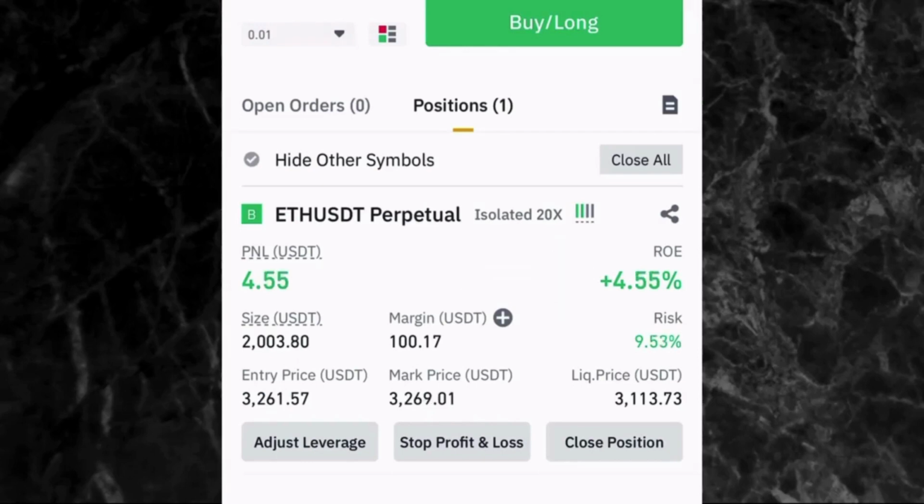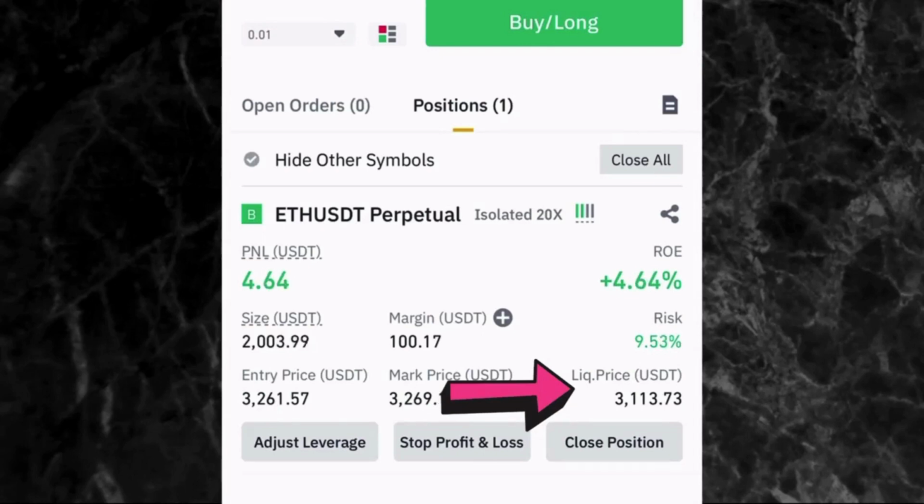You can see we're already making profit with our money. And if the price is going down, you will also see the amount of money you are going to lose. And don't let me forget the liquidation price. You can see the liquidation price right here. It's showing you $3,103. So what this means is that if the price of this ETH should go down to $3,113, you're going to lose all of your money.